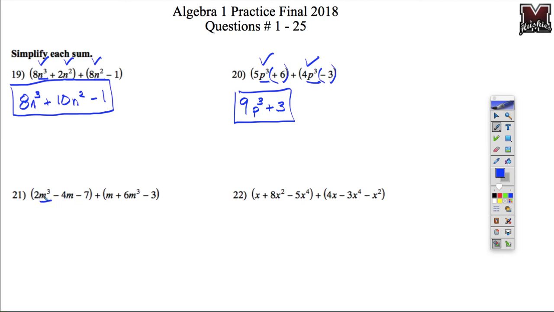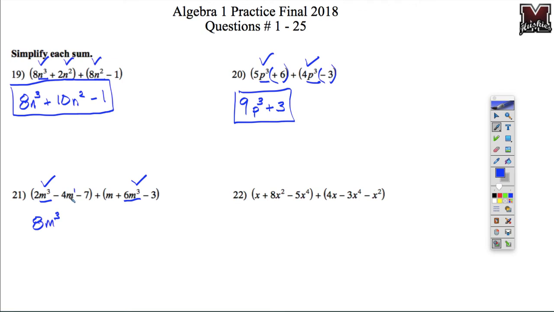Number 21. We're looking for m cubes. Are there any other m cubes in the house? That's an m to the power of 1. So no. That's a 7. No, that's not an m cubed. There's an m cubed. Okay, so I can add that number, the coefficient. 6 plus 2, that's an 8. M cubed. Perfect. Check off those that I just did.